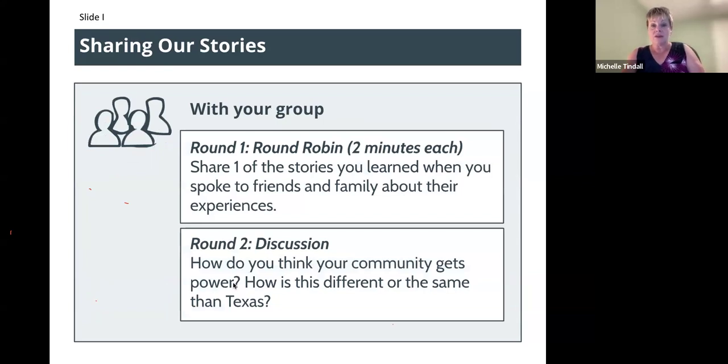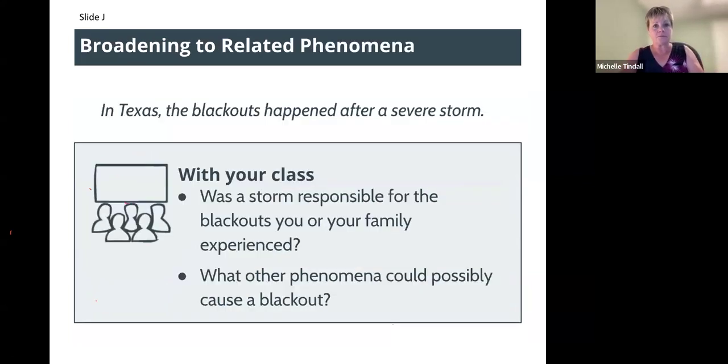So now students have an opportunity to come back together and share their stories of what they learned when they spoke to friends and family, and then how do you think the community gets power? So now they're coming back together and doing another discussion about their related phenomena. Then broadening that related phenomena, talking about as a whole class, was a storm responsible for the blackouts you and your family experienced? And what other phenomena could possibly cause a blackout?